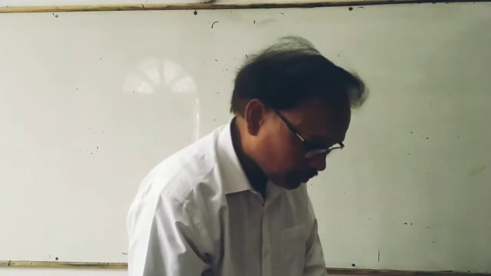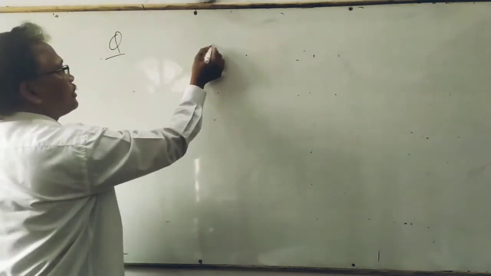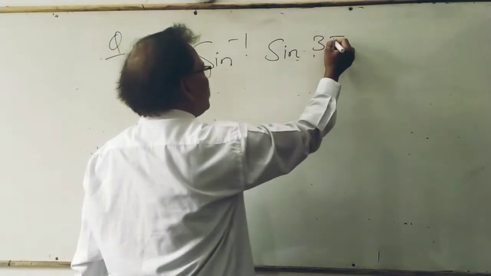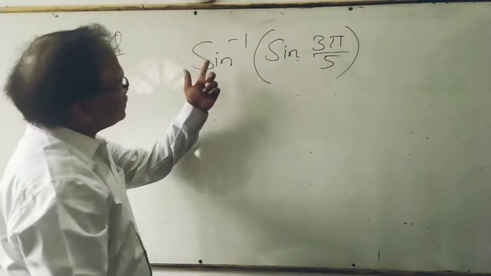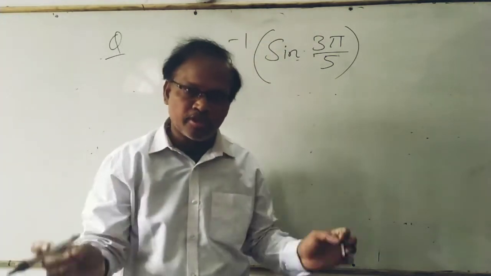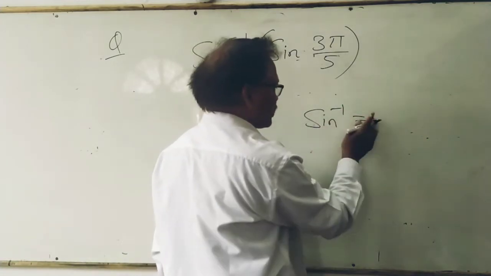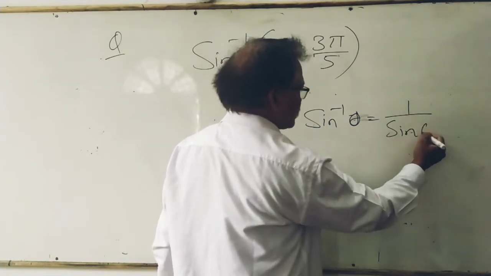That is, if you have sin inverse sin 3 pi by 5. Generally, sin inverse into sin you can cancel because these are reciprocal to each other, but sin inverse theta you cannot write as sin theta.